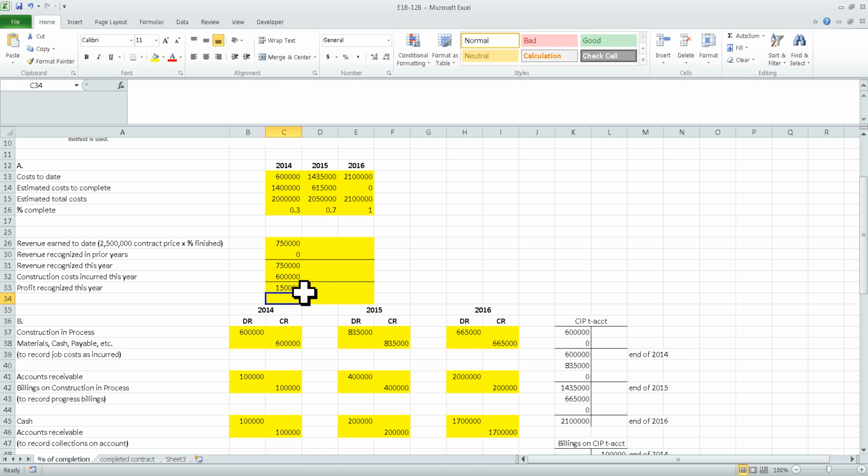Okay, now let's go ahead with the calculation for the next 2 years. So revenue earned to date is the contract amount of $2,500,000 times the percent of the job that we've completed, that's 70%, or the revenue earned to date is $1,750,000. From that, we're going to subtract the revenue that we've recognized in prior years, which is the $750,000 that we recognized in 2014. So the amount of revenue to be recognized this year is the difference, or $1 million.